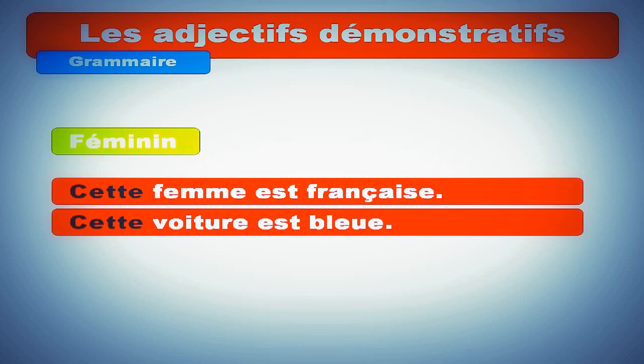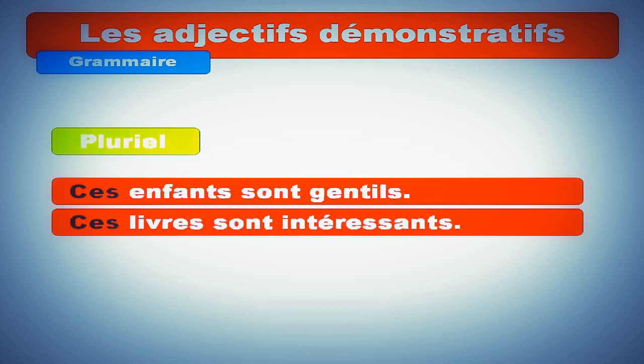Okay, so let's see the feminine form, and it's actually a piece of cake because it's quite easy. First example, cette femme est française. Repeat. Cette femme est française. Okay. And then the second example. Cette voiture est bleue. Repeat. Cette voiture est bleue.